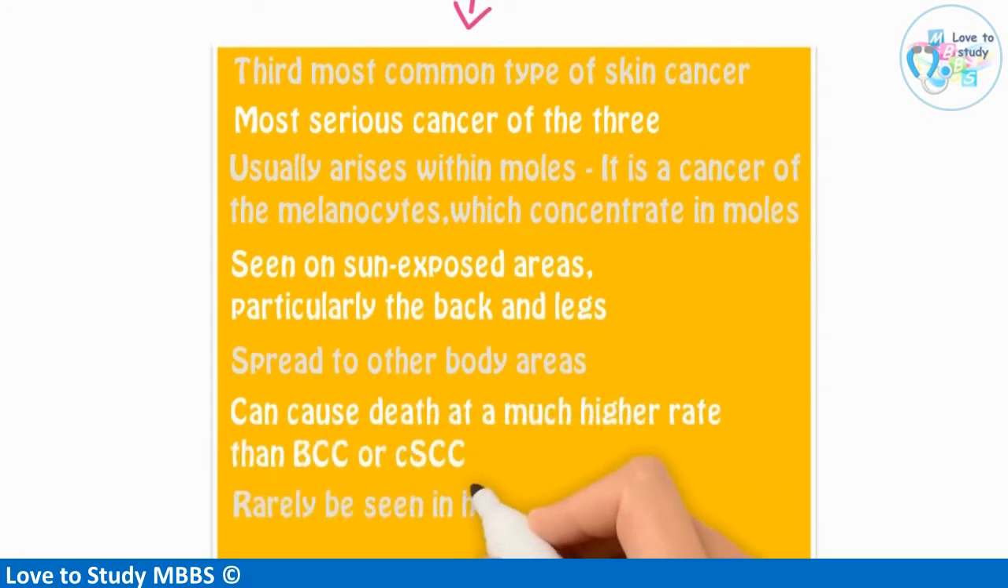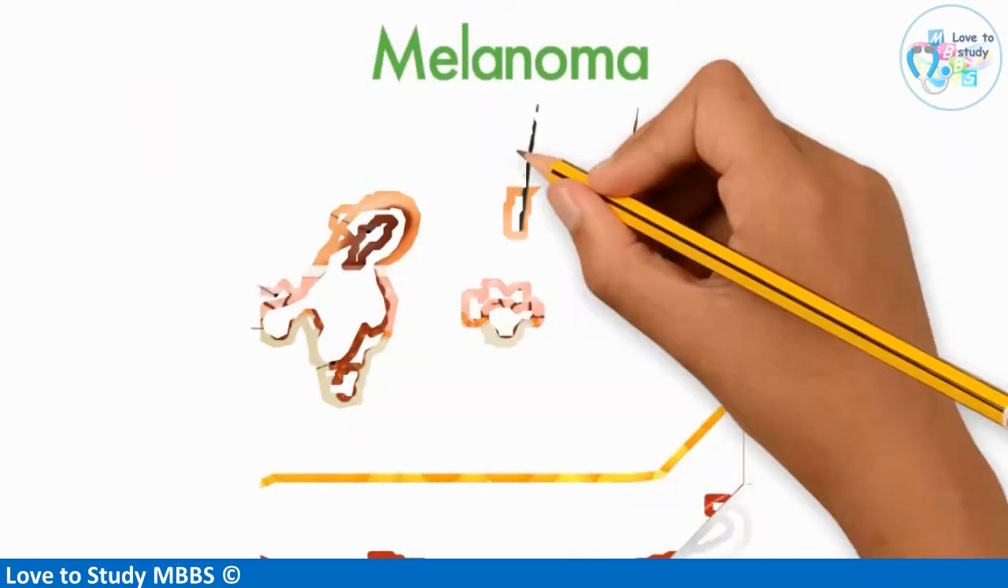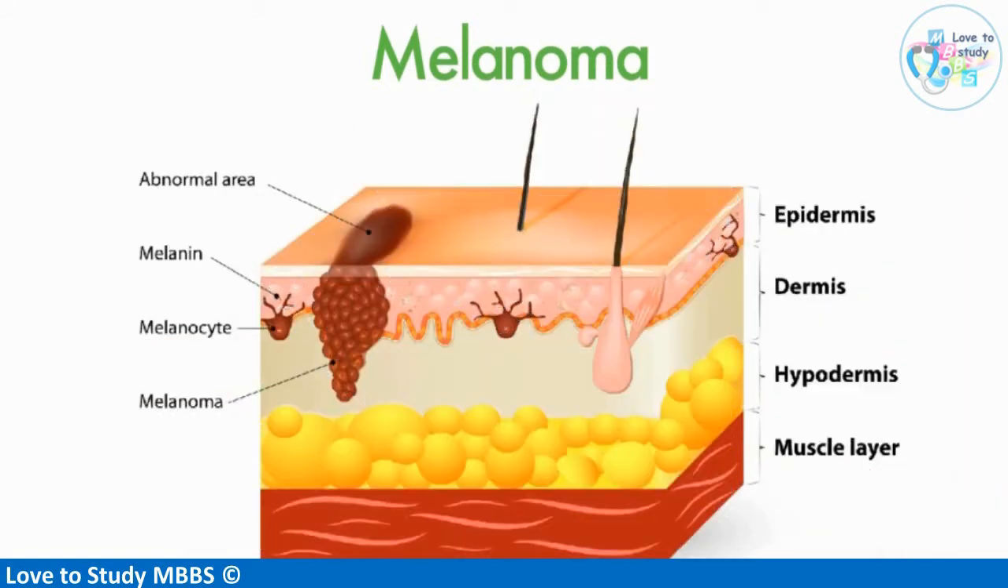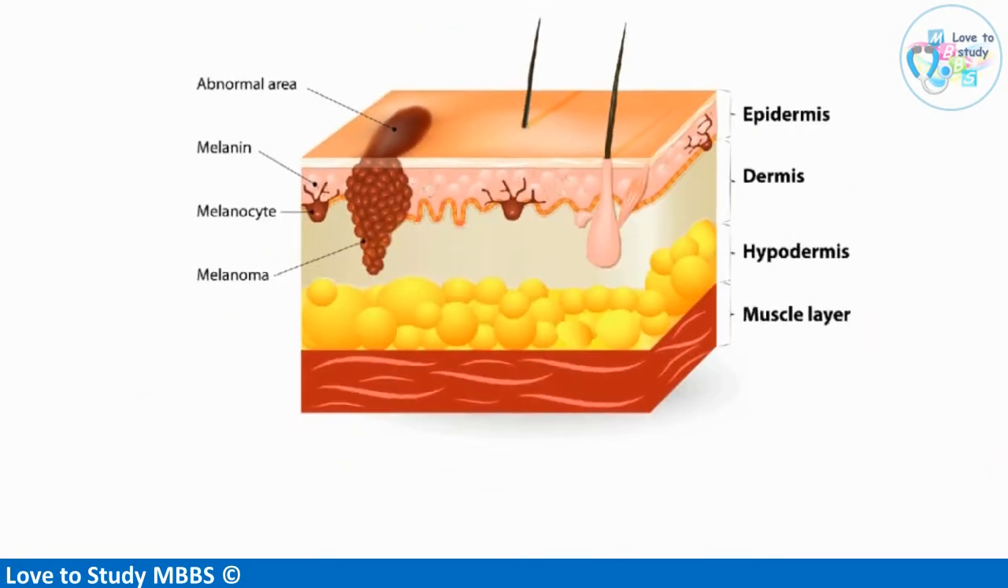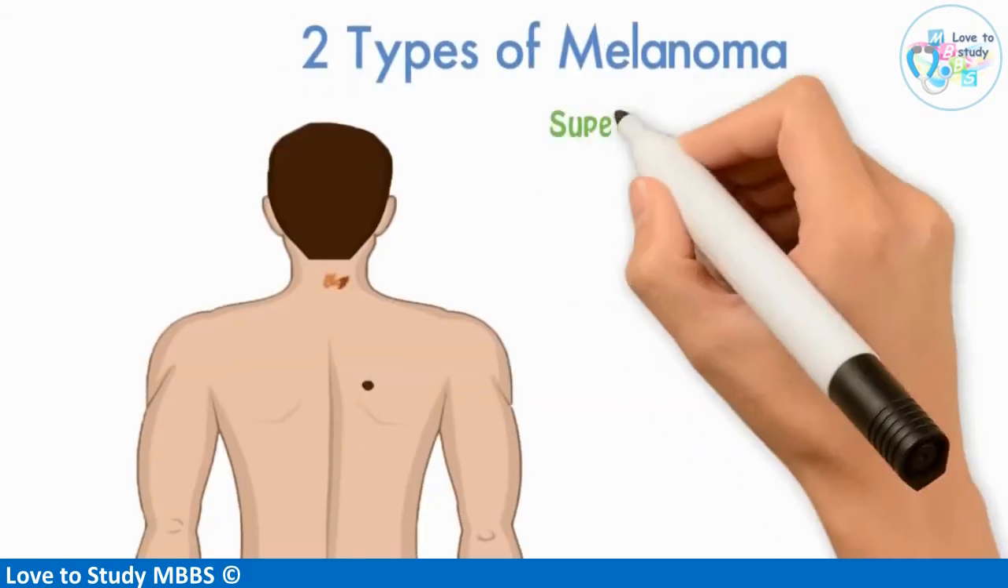It can rarely be seen in hidden areas, such as the eyes, intestinal tract, and oral cavity. There are two types of melanoma, the superficial spreading melanoma and the nodular melanoma.